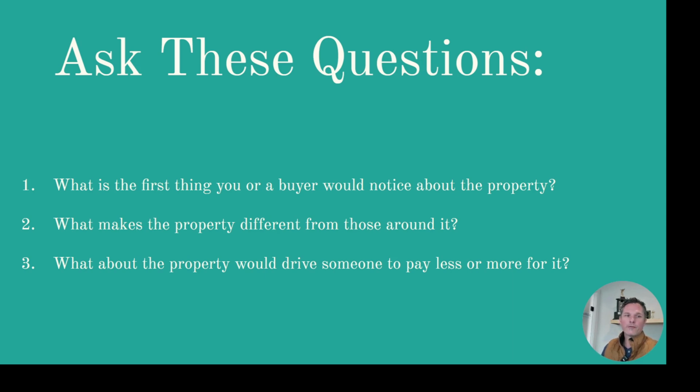What makes the property different from those around it? That can be anything. If you're in a cookie cutter neighborhood, it could be age, it could be condition, it could be renovations, anything. What about the property would drive someone to pay less or more for it? So I think if you ask these 3 questions to yourself, it should at least get the ball rolling on what dominant features look like and where you should start when you're looking at dominant features.